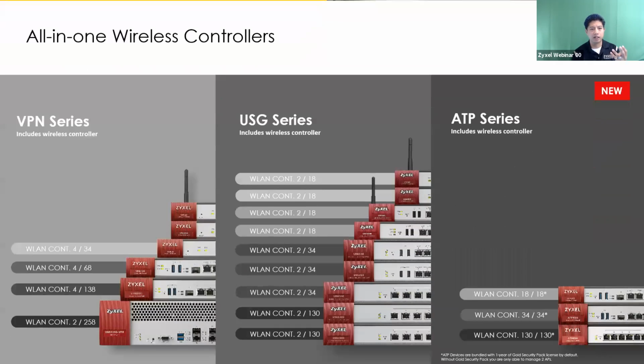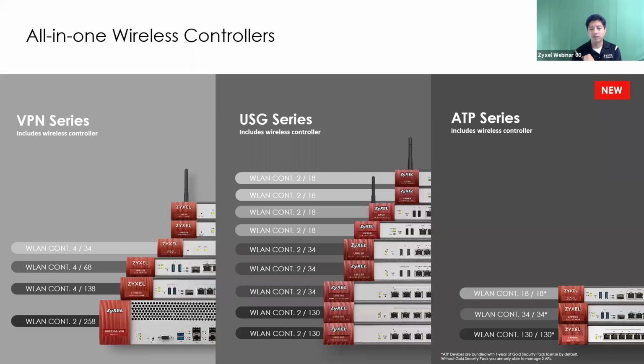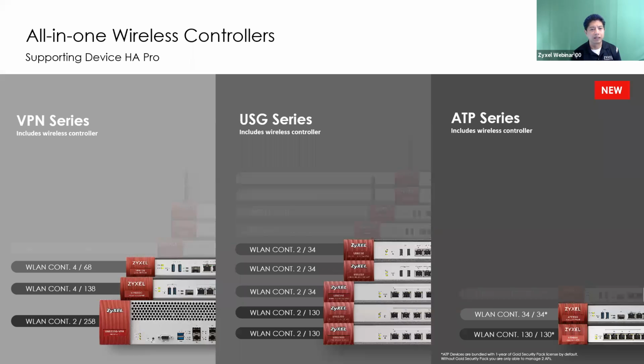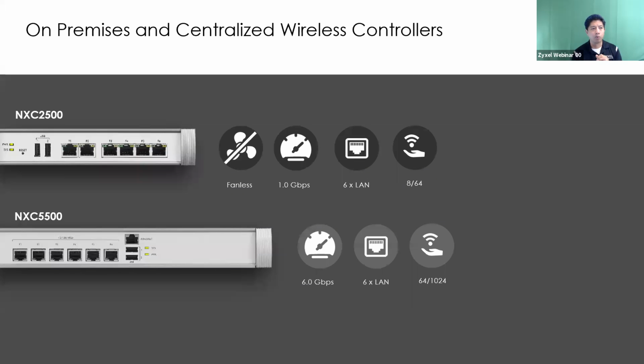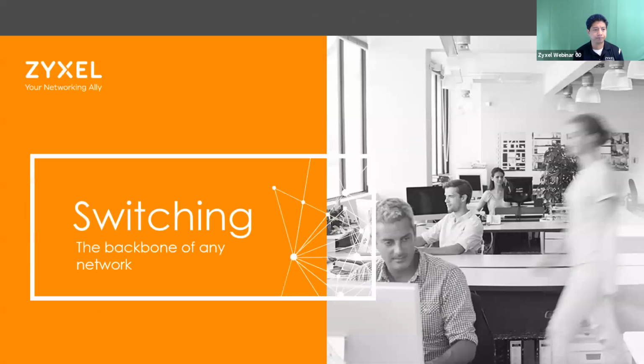All right, so any of those wireless access points, if you're not using them within Nebula, you can still use them within our controllers. Our VPN series, our USGs, and our ATPs can all act as functional controllers for those managed APs. Or you can still use them with our dedicated wireless LAN controllers that can manage anywhere from 64 to 1024 access points from a single device.